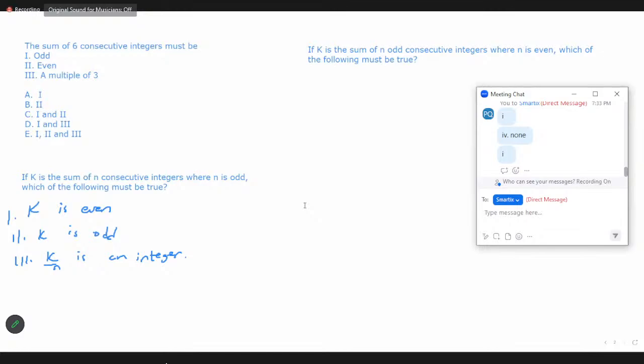Now those two middle numbers are odd numbers, right? So in between them is going to be an even number, and that even number is going to be an integer. So since K over N is going to give you an integer, that is a restatement of I. So K over N, which is the average or the median, is an integer.